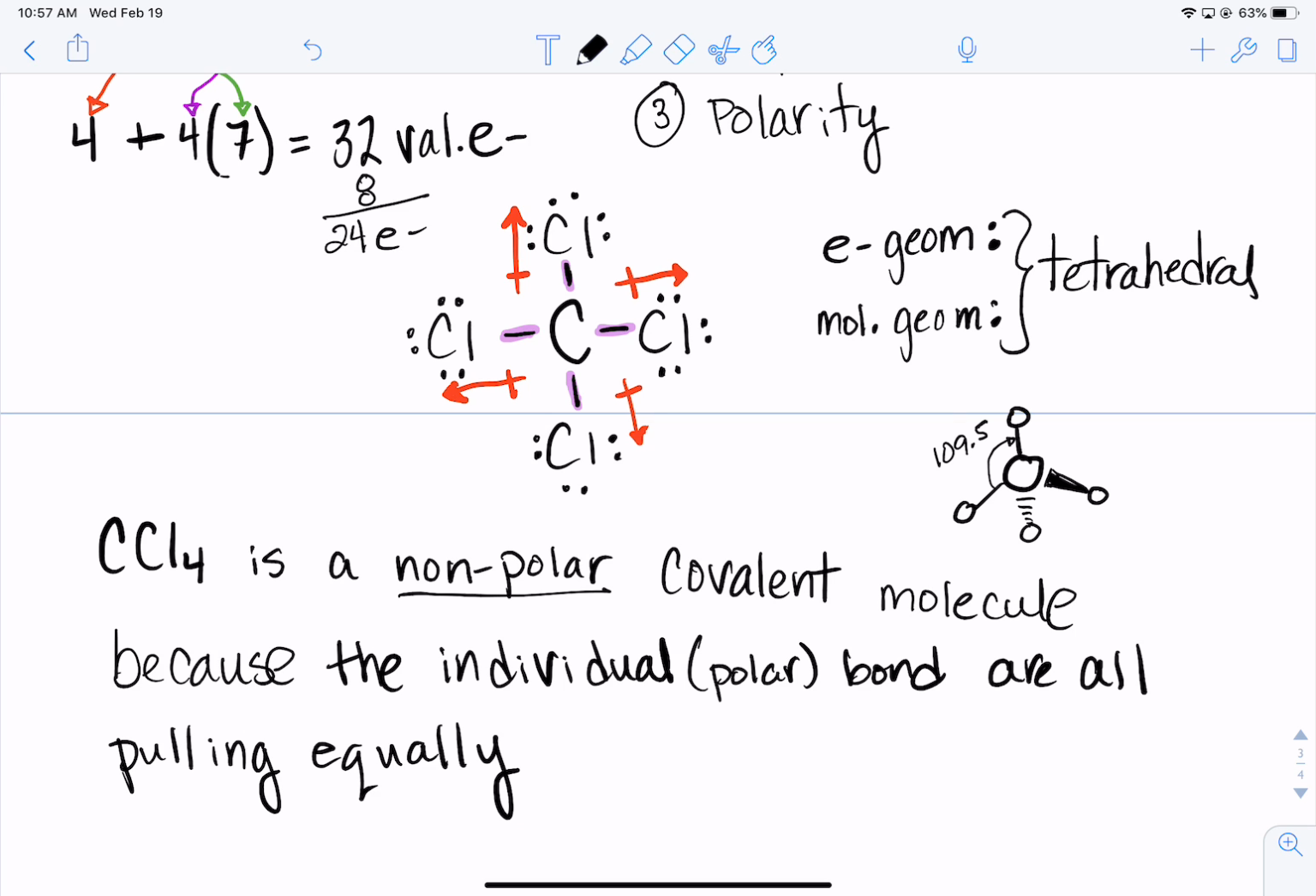All pulling equally. Now I could do a similar molecule, but let's do methane, which is CH4. It looks like this. Okay, so we've got carbon tetrachloride and we've got CH4. They look very similar.